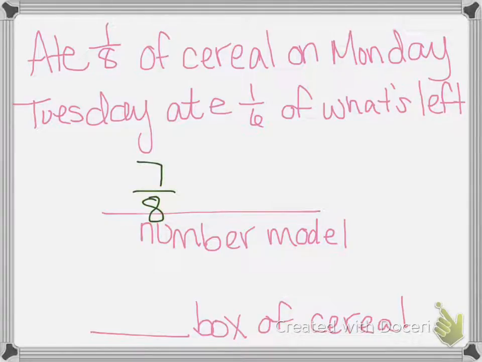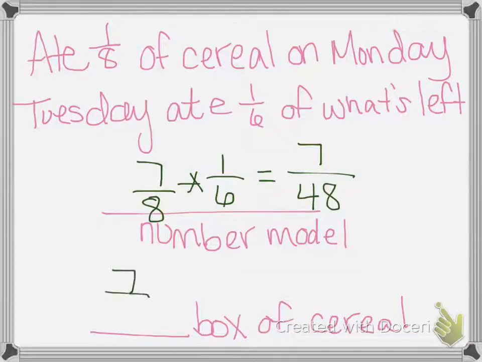On Tuesday, he ate 1/6 of that, which means multiply by 1/6. If I multiply my numerator, 7 times 1 is 7. 8 times 6 is 48. So he ate 7/48 of the cereal box on Tuesday.